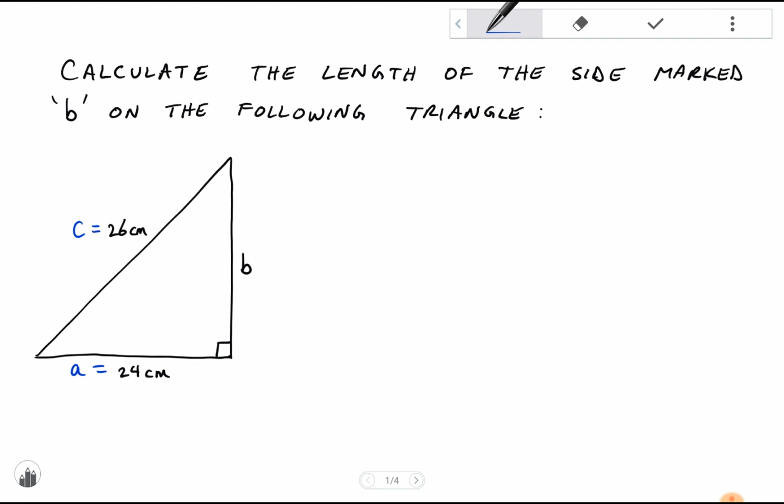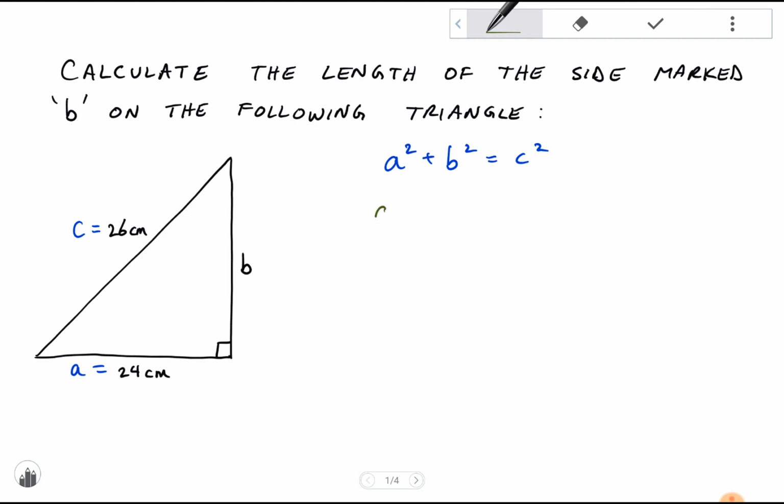This is a right triangle, so we can use the Pythagorean theorem, which states a squared plus b squared equals c squared. Now in this case, we're looking for b, so we're going to have to rearrange this equation. We want only b on the left side. We do not want a. So we can get rid of a by simply subtracting a. So if there's a squared here, we're going to subtract a squared.